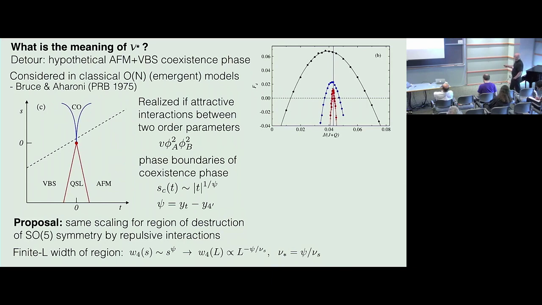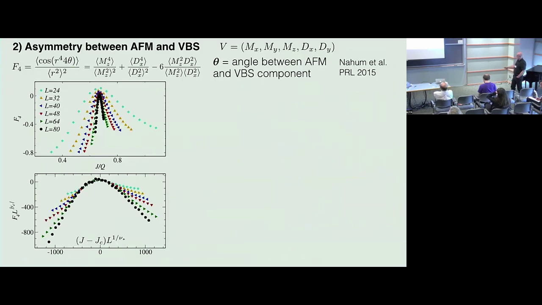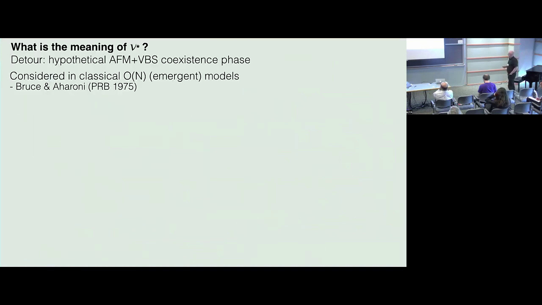So this is similar data I showed you before, but just to emphasize, how can we define that width? It's very convenient because this F4 goes through 0 twice, so we can just take the distance between those points and scale that as a function of system size. And again, we do the JQ3 model, JQ2 model, different methods just to show that everything is consistent, and then we get this 1 over nu of 2.4. And that was the value I showed in the scaling here as well, so we have a scaling collapse. Okay, so that's the meaning of that.